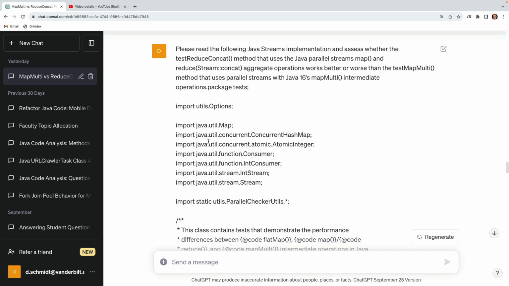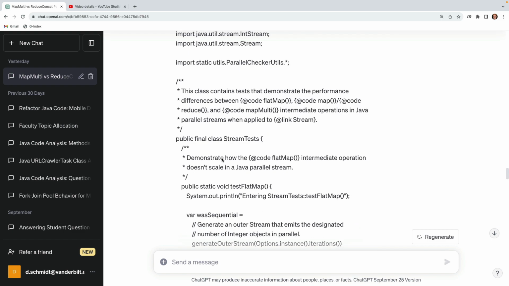I said, please read the following Java Streams implementation and assess whether the testReducedConcat method that uses the parallel stream map and reduce stream-concat aggregate operations works better or worse, I should have said probably performs better or worse, than the testMapMulti method that uses parallel streams with Java 16's mapMulti intermediate operation. And then I gave it the code. So here's all the code.